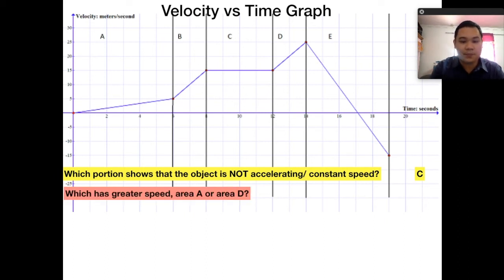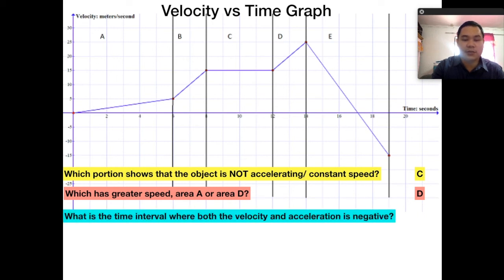How about this one? Which has greater speed, area A or area D? Now, what we're going to look at is the value of the slope. Which one is steeper? Definitely that is area D, or portion D.